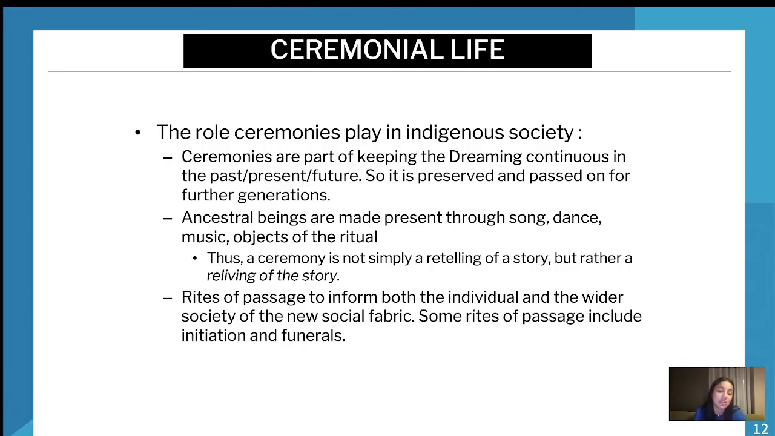So rites of passage inform both the individual and the wider society of the new social fabric, and some rites of passage include initiation and funerals, which you can use as those kind of specified references that the marking centre was asking for.